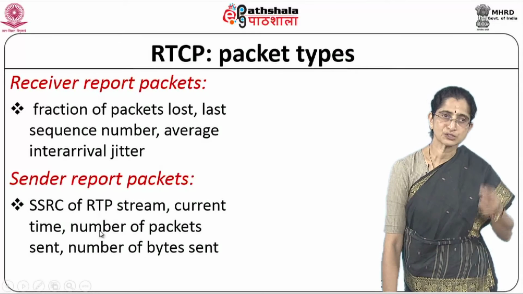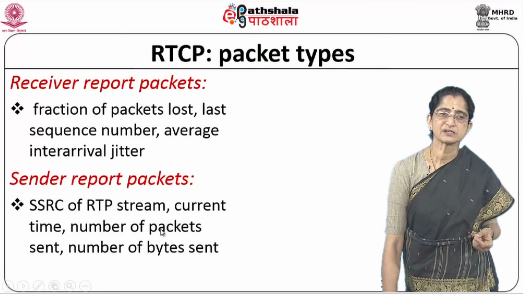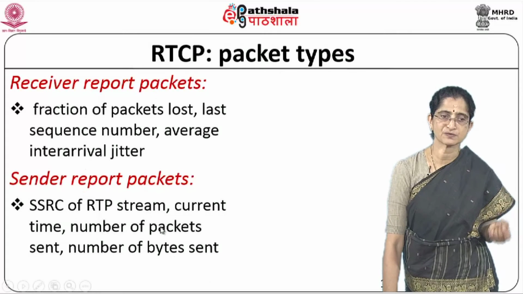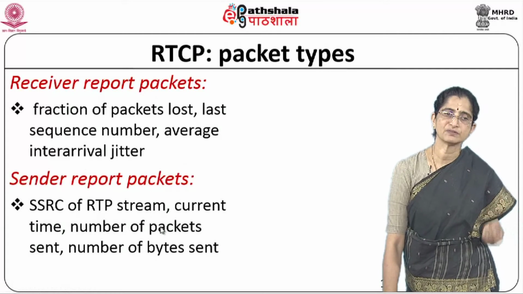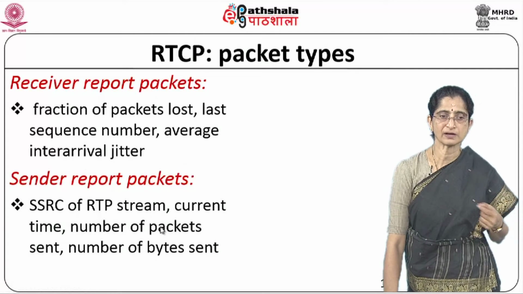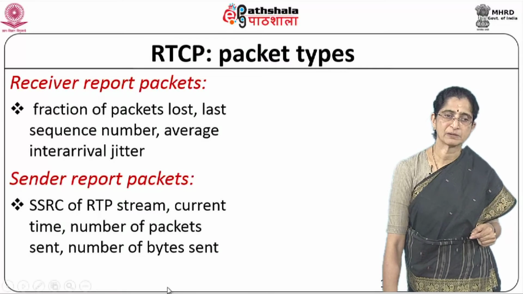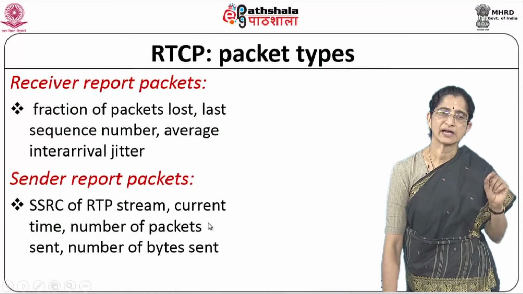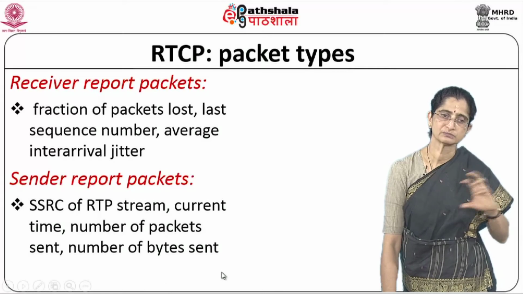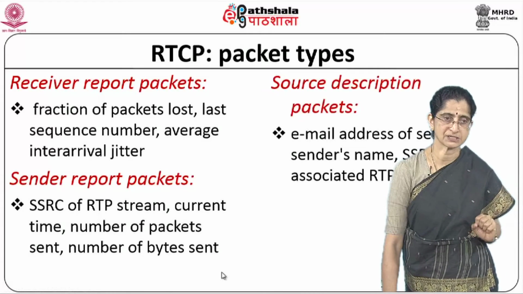Okay, and the source description packets, the SDES packets, will have information such as the email address of the sender, the sender's name, the SSRC of the associated RTP stream, and so on. So, it basically provides a mapping between the SSRC and the user or the host name. So, you use that to connect up multiple SSRCs as such.